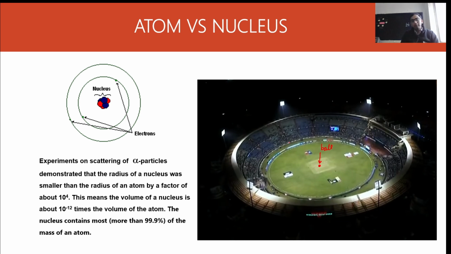So a lot of empty space is there in the atom, and only a very small section of the entire volume is occupied by the nucleus. That is what I have mentioned over here, that about 99.9% is occupied by the electrons and the empty space. The rest, a very small section, is occupied by the nucleus.